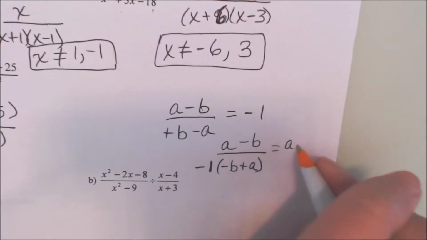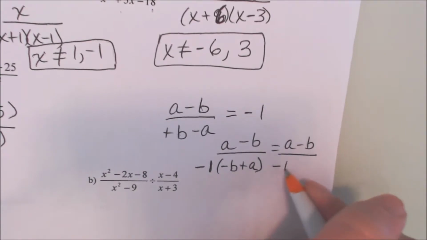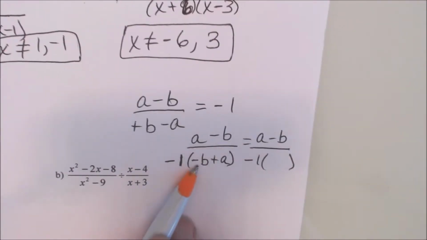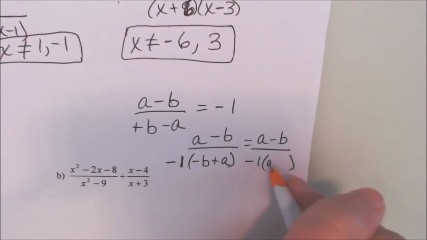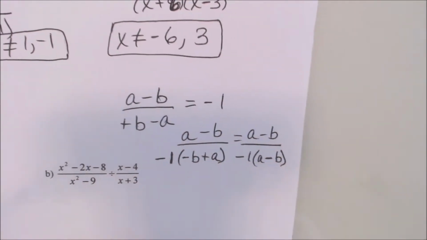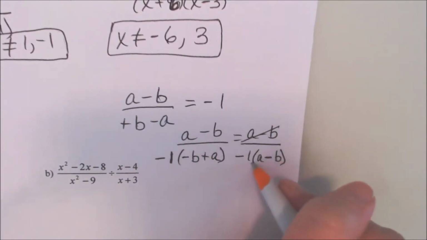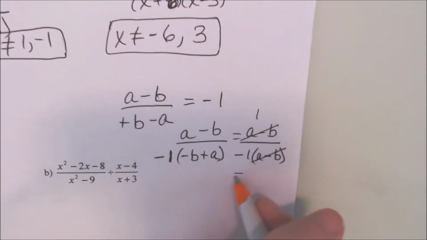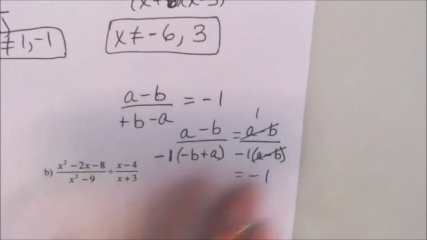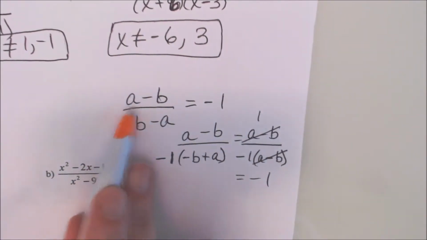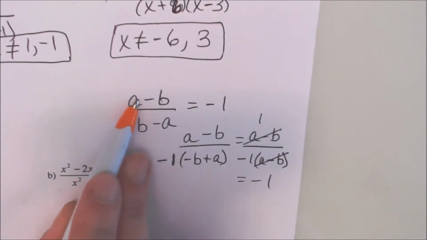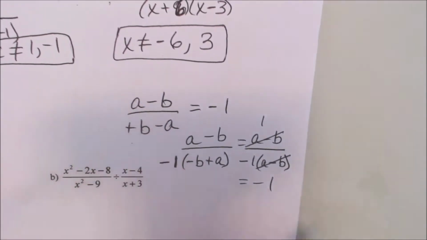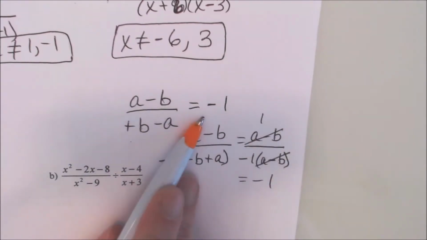Let me rewrite it. A minus b over negative 1 times negative b plus a. I could write that as a minus b again, couldn't I? So then you could think of those a minus b's as canceling. You have a 1 on top, and that just leaves you with negative 1. All right, so the long and short of it is when you have opposite signs like that, where you have a binomial and the signs are opposite for each term, it simplifies to a negative 1.